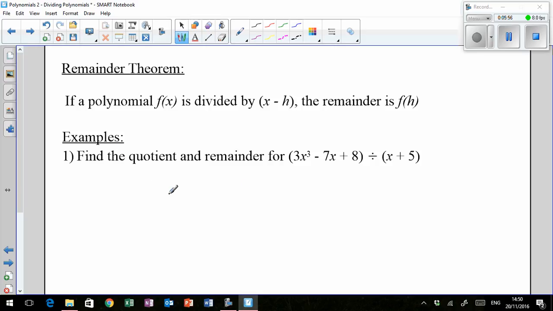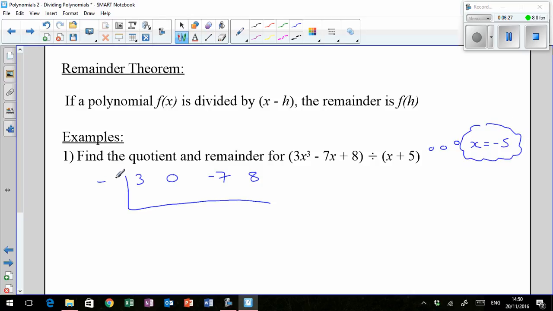Okay, now the example here: find the quotient and the remainder for this polynomial with this divisor. Well, actually, I don't want to do a big division sum this time. I want to use synthetic division. I'm going to use my big L. Okay, it's 3x cubed. Careful, there's no x squareds. There's a negative 7x, and then there's an 8. This x plus 5 is going to become x equals negative 5. And that's going to go at the side of my synthetic division, and then I'm going to run through it.